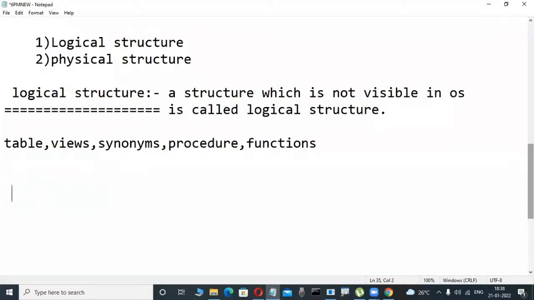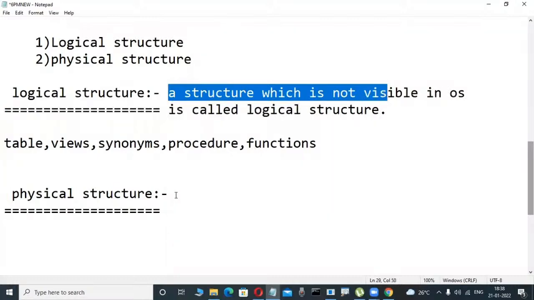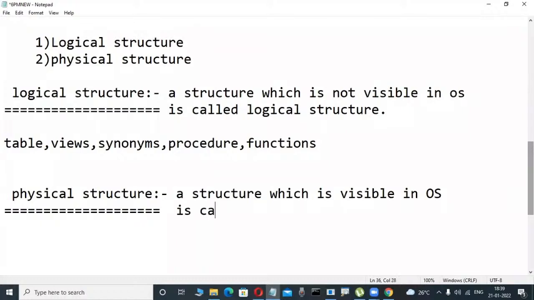Now observe it here. What is a physical structure? Don't write it. Just roughly observe it here. A physical structure is there. Just for idea purposes only. What does a physical structure mean? Now this is the opposite. A structure which is visible in the operating system, which is visible in the OS, is called a physical structure.